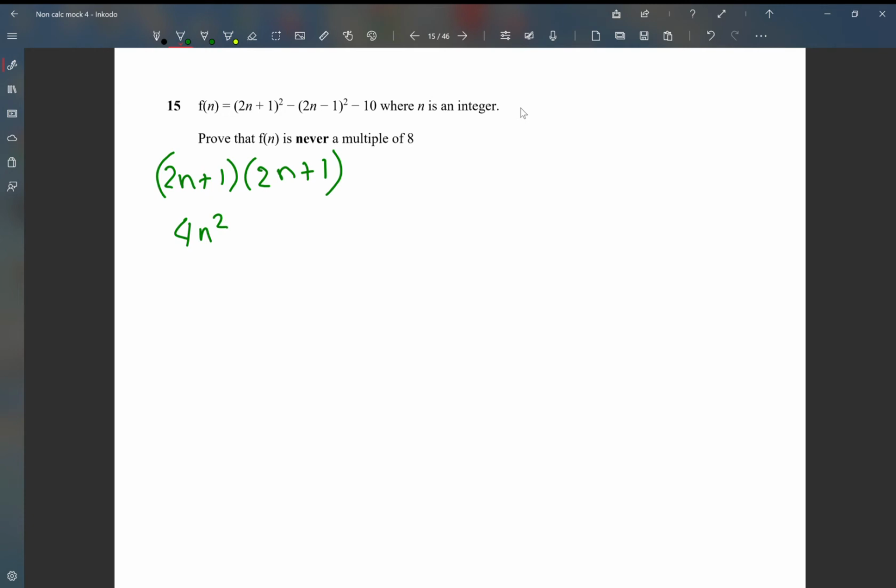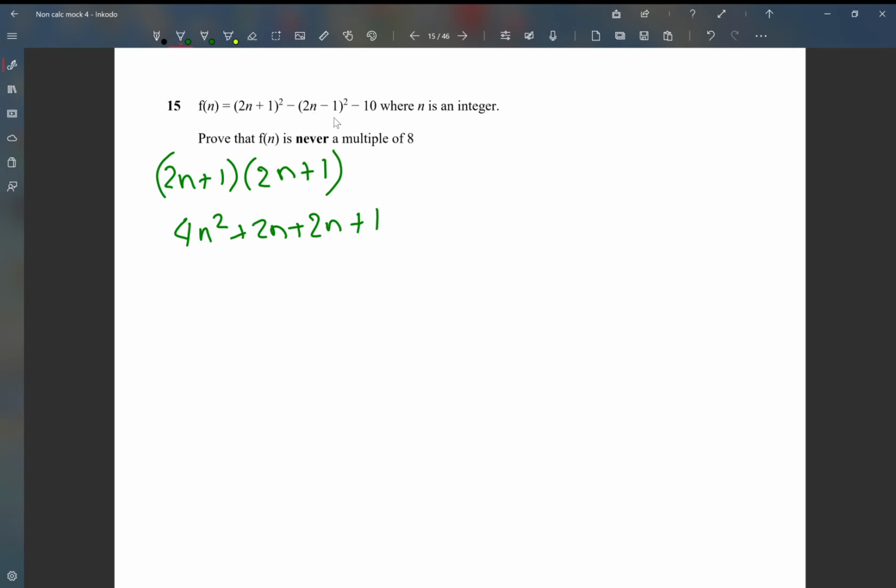expand this, 2n times 2n is 4n squared, plus 2n plus another 2n, and then 1 times 1, that's another trap. People put 2, they just add them together. I don't know why, but it's a real common mistake. So that's this part here.